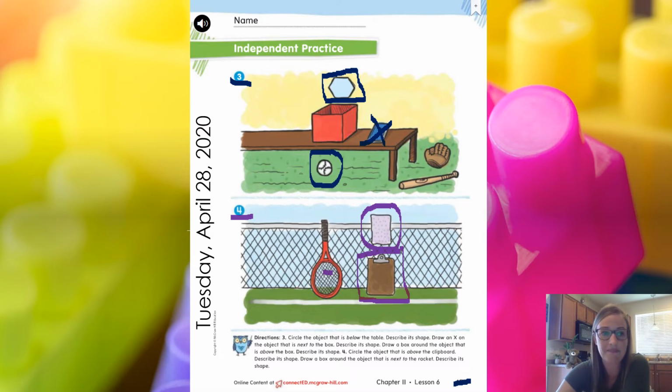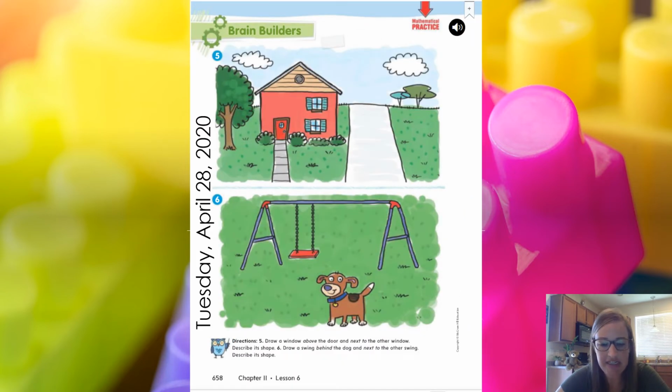Good job, guys. All right, friends, we turned the page to 658, and on this page, we're going to do some brain builders. All right, so for number 5, where you see the house, it says for us to draw a window above the door and next to the other window. All right, so here's the door, here's the other window. I'm going to draw a window there. Now mine is going to hopefully be in the shape of a square, has 4 equal sides. Maybe yours might be in the shape of a rectangle maybe, and that's okay.